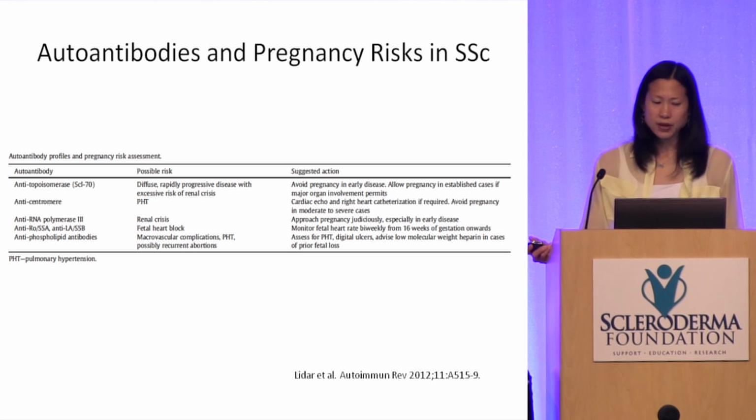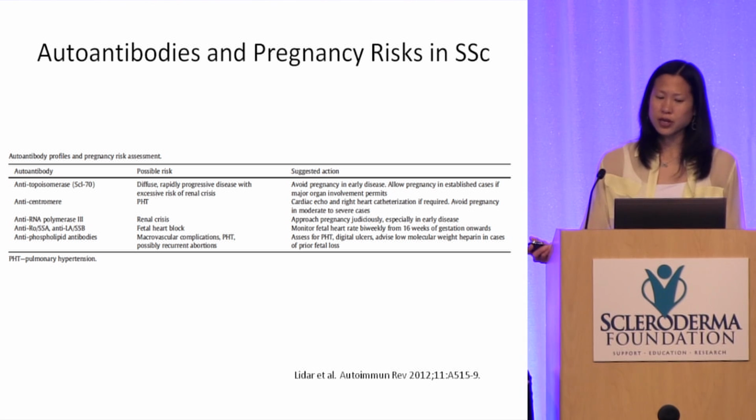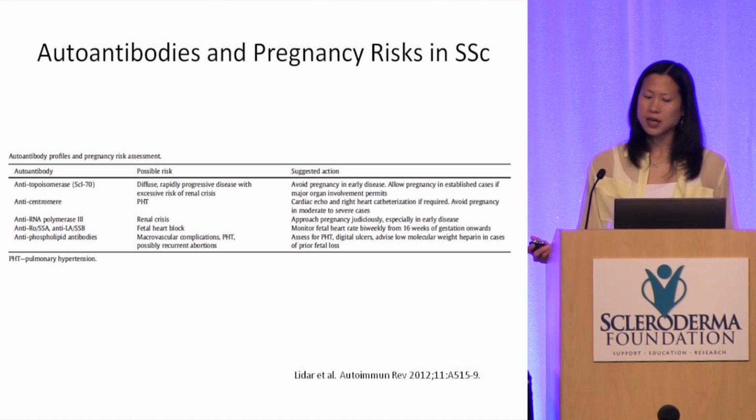Regarding autoantibodies, there are a couple of autoantibodies that are associated with diffuse skin involvement. If you are positive for these antibodies and you're early in your disease, you're probably at a little bit higher risk for developing a renal crisis. Particularly patients who are anti-RNA polymerase III positive are at a higher risk for developing a renal crisis and certainly should avoid pregnancy during early disease.